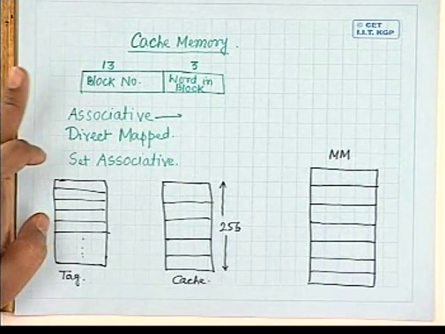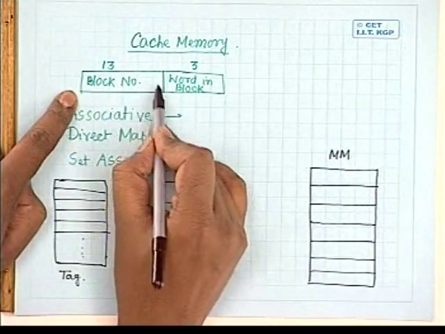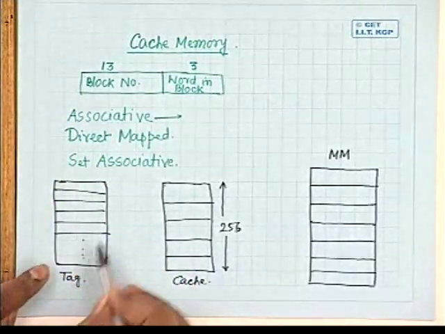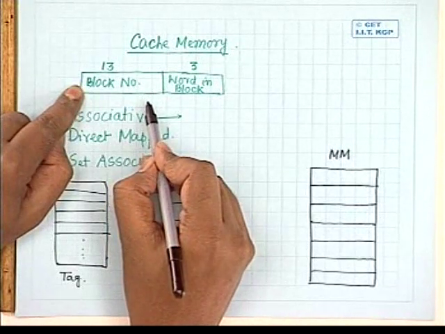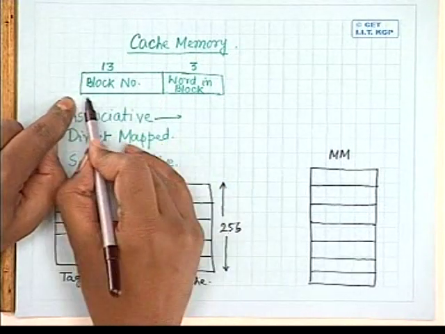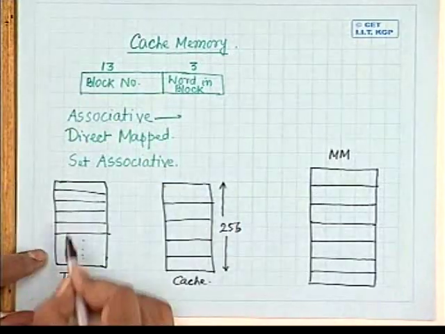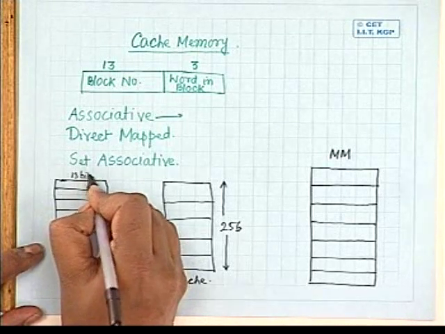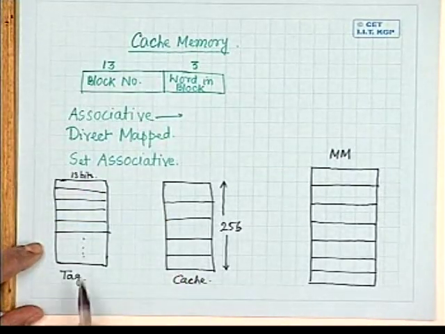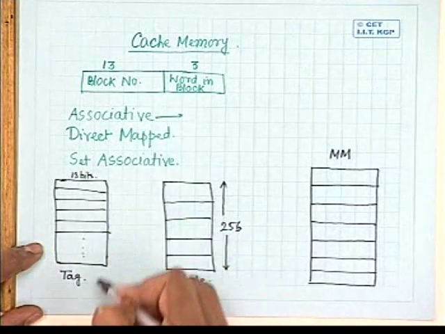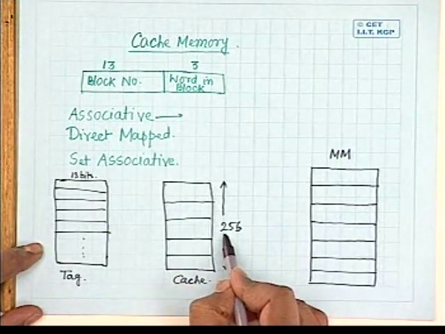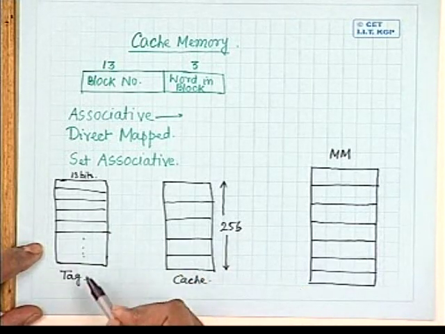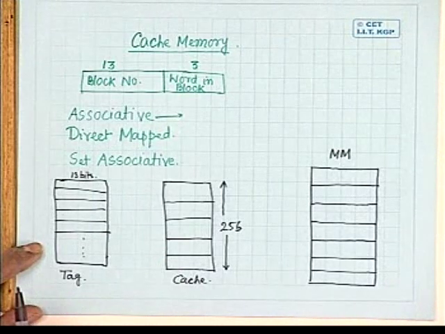Okay. And for that, what you do is, you simply take this block number and check within this tag memory whether any tag memory location matches with this block number or not. Okay. So in this case, since this block number contains 13 bits, every tag memory will also contain 13 bits. So in this example, the tag memory will contain 256 locations, or there will be 256 tags. Every tag will have 13 bits.